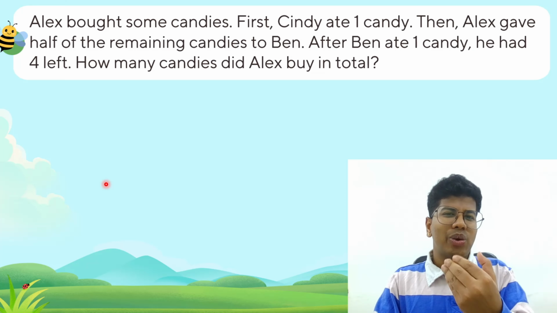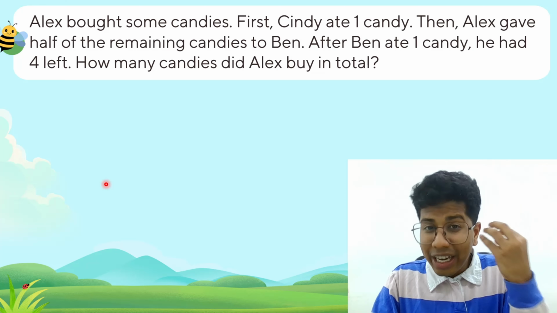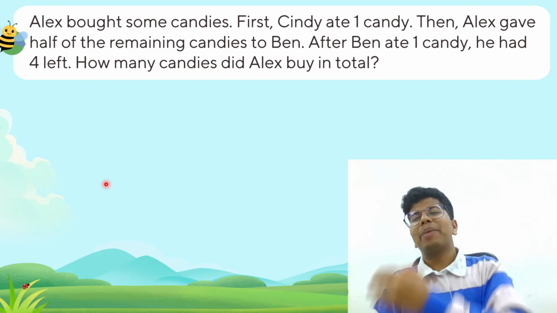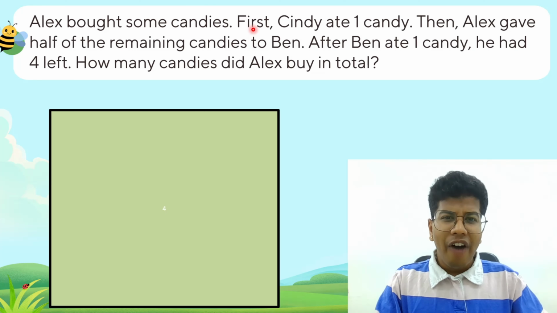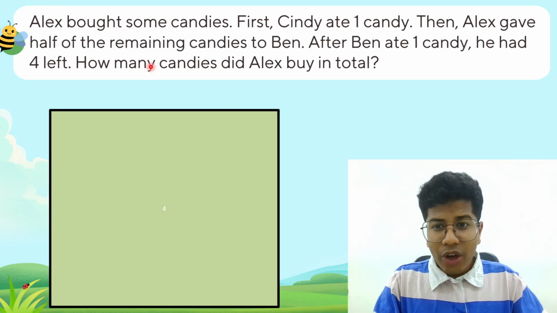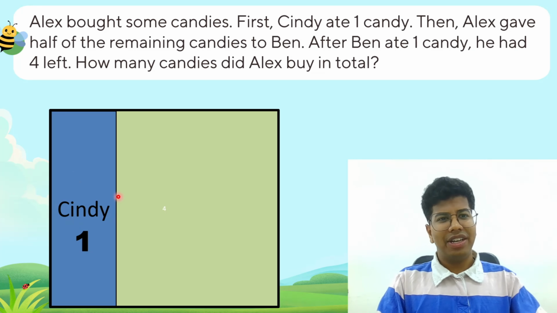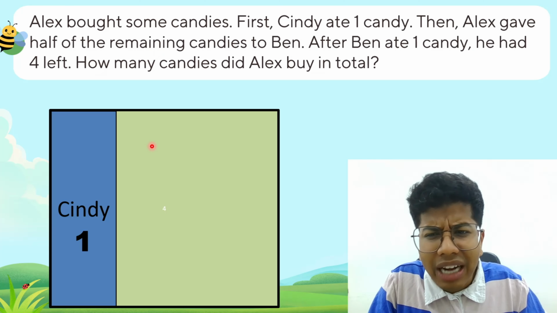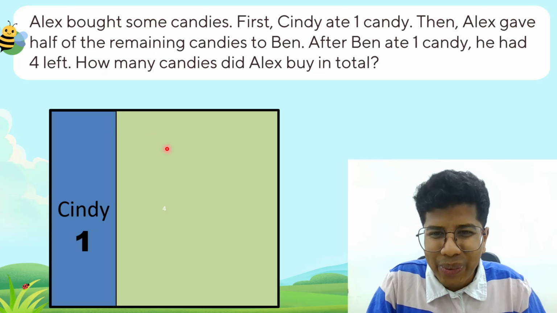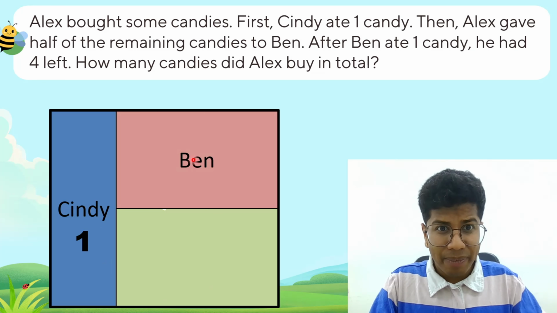Now, understanding this, let's see our question. Now here also in this question, I know the process and the final result as 4. So what we can do? Yes, we can work backwards. So let's say this is the number of candies Alex had. First, Cindy ate 1 candy. Out of this total, Cindy ate 1 of the candy that is here. Then Alex gave half of the remaining candy. So which part is remaining? 1 or 2? 2.